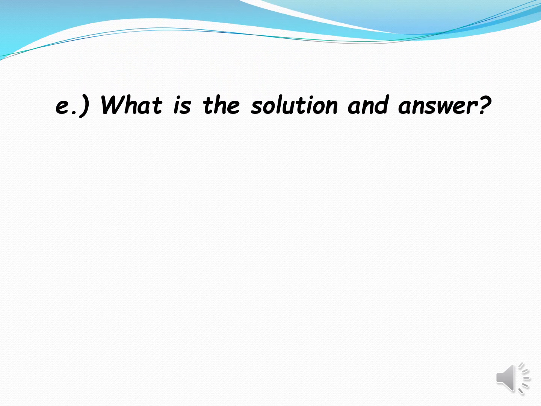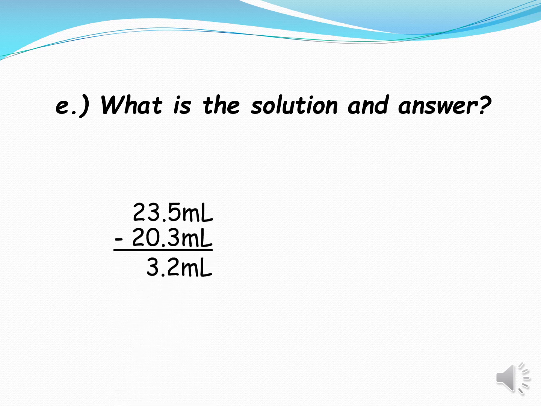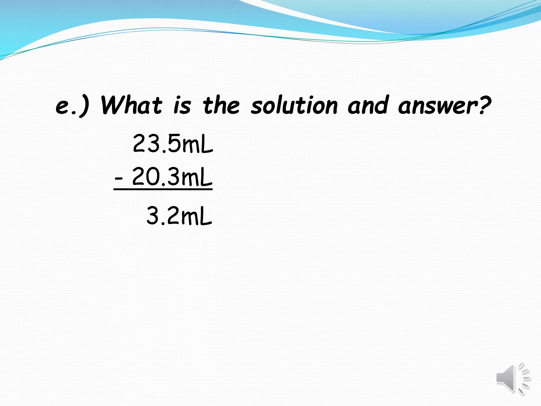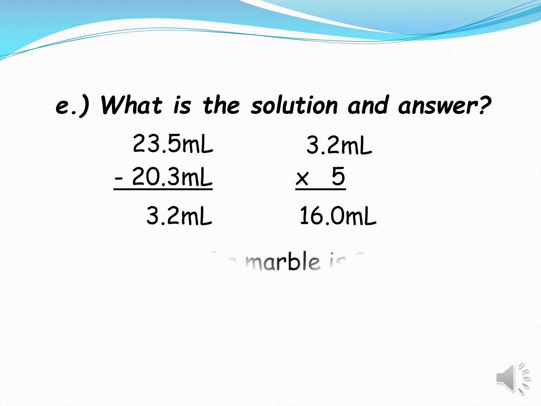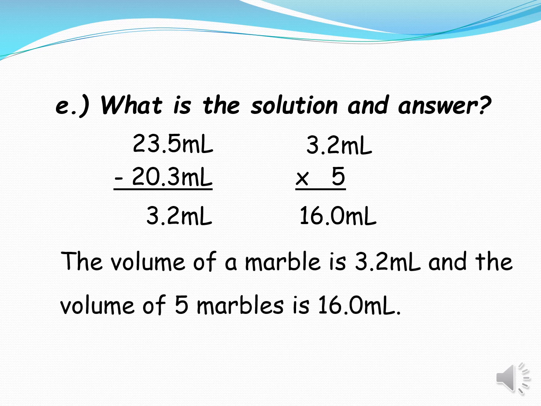What is the solution and answer? 23 and 5/10 milliliters minus 20 and 3/10 milliliters is equal to 3 and 2/10 milliliters. So 3 and 2/10 milliliters times 5. 5 times 2 is equal to 10, so 0, regroup 1. 5 times 3 is equal to 15, plus 1 is 16. So 1 decimal place in the factor, so we have 1 decimal place in the product. So that becomes 16 milliliters. The volume of a marble is 3 and 2/10 milliliters, and the volume of 5 marbles is 16 milliliters.